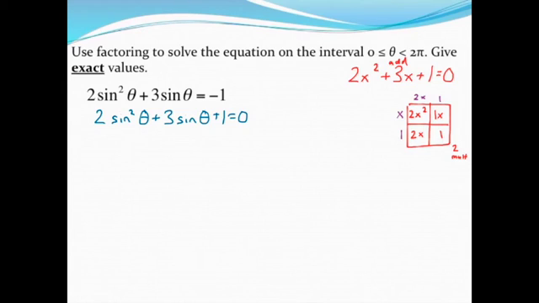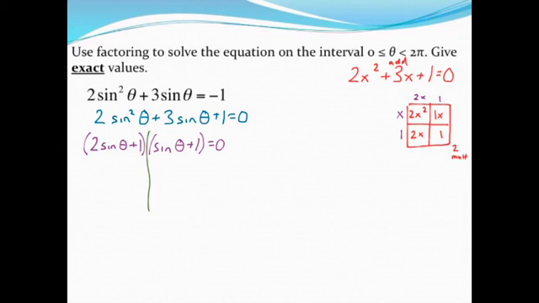And so my factors for this, if it was just with x's, would be 2x plus 1 and x plus 1. And so now taking that and translating that back into trigonometry, I see that this trig equation would factor very similarly. It would factor to 2 sine of theta plus 1, and then sine of theta plus 1 equals 0. So if you can factor the quadratic, you should be able to factor the quadratic trigonometric equation just as easily.